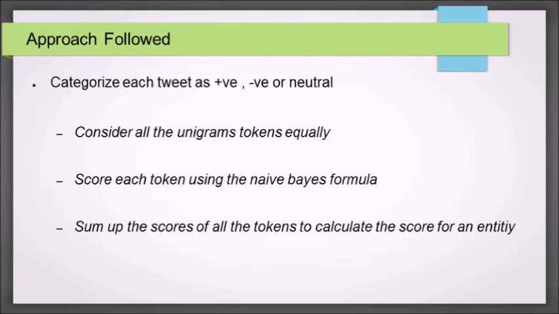The tweets are cleaned first. Every unigram token is given 2 probability scores, positive probability and negative probability. Each of the tokens is scored using the Naive-Bayes formula. The scores assigned to all the tokens are added to get the score of an entity. The pre-processing module handles emoticons accordingly. The tweet words are stemmed and also stop word removal is performed.